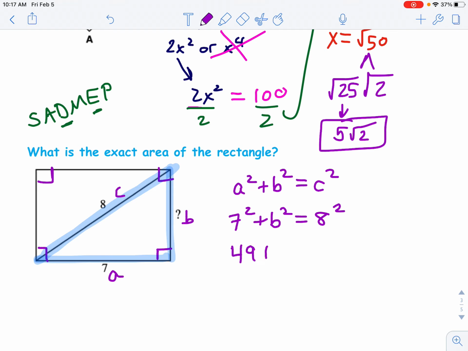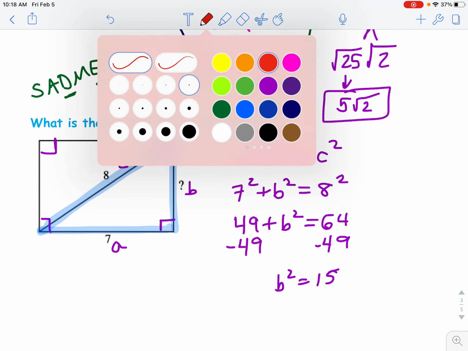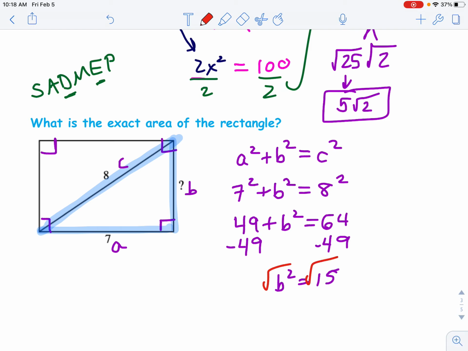So then we're going to have 49 plus B squared equals 64. Subtract 49 from both sides. I'm going to get B squared equals 15. Take the square root of both sides, and B equals the square root of 15. That's it. Pretty cool.